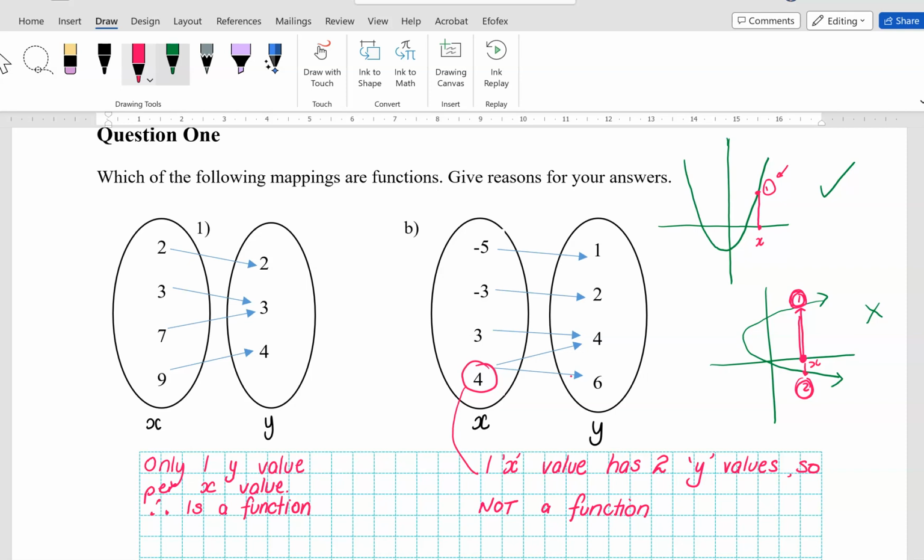So if we then look over here, each x value has its own individual y value. Now, yes, both of these have a 3, but that's okay. So this one is indeed a function. Whereas over here, you can see for one x value, it has 2 y values, so that one is not a function.